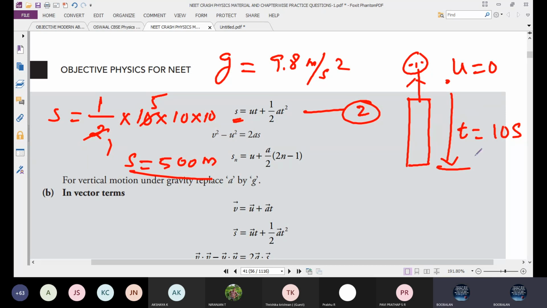You can also try. You can stand on the first floor or second floor, drop a small ball, and count the time it takes to reach the ground. Try yourself, with safety.